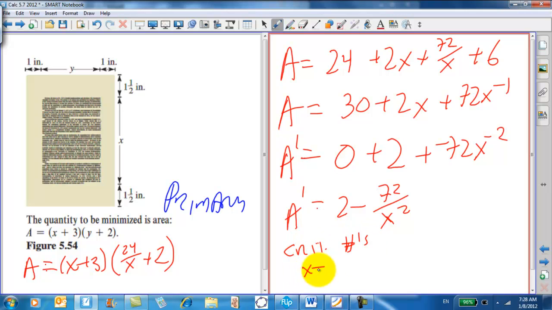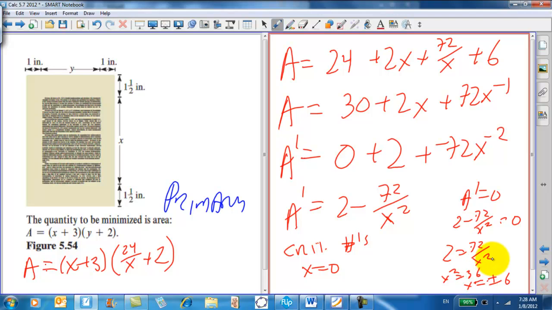You can see that we get one critical number then. At x equals 0, that will make the derivative undefined. We should investigate that. The thing is, does x equal 0 make sense for this problem? No, we're not going to get any areas. So then the other critical number, let's set the whole thing equal to 0. And so we get 2 minus 72 over x squared equals 0. 2 equals 72 over x squared, so x squared equals 36. So you get x equals plus or minus 6. And a negative x doesn't make sense, so x equals 6 seems to be our answer.